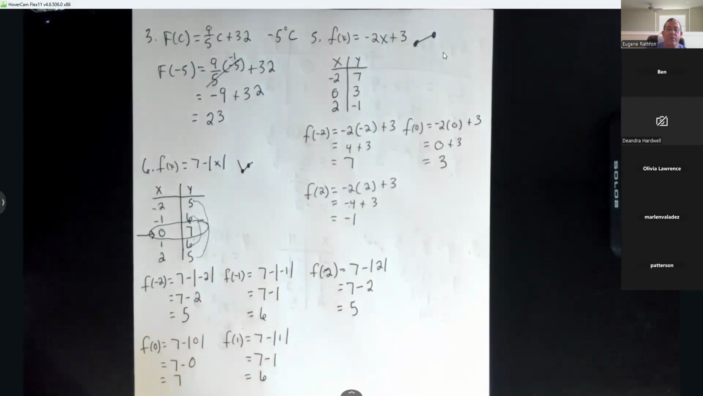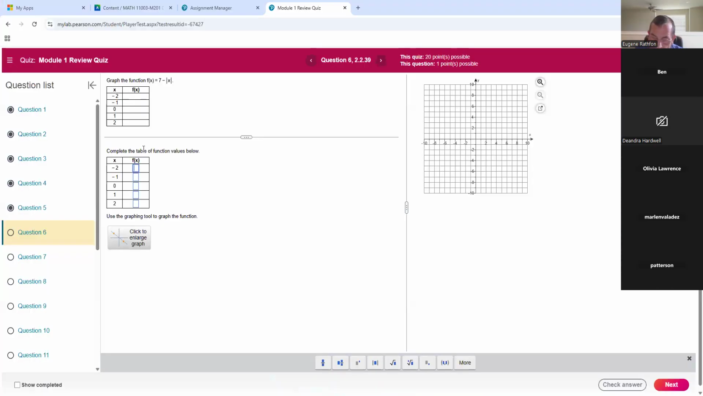All right, y'all, so let's go play with this one. So first they wanted our numbers. We had 5, 6, 7, 6, and 5. Now I'm going to click the enlarge graph.